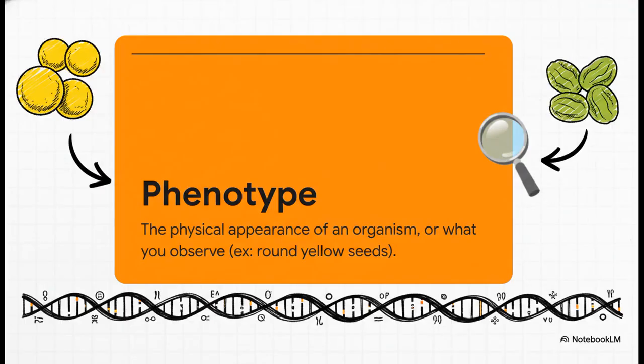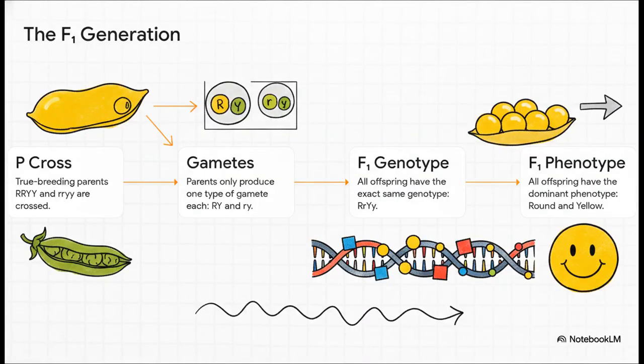And what that genotype actually produces, the thing you can see with your own eyes, is called the phenotype. So, for our parent plants, the phenotype of the first one is round and yellow seeds. The second one, wrinkled and green seeds. Simple enough, right? So, what happens when you cross these two?